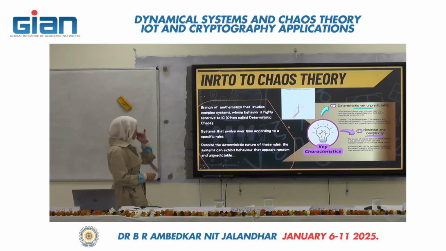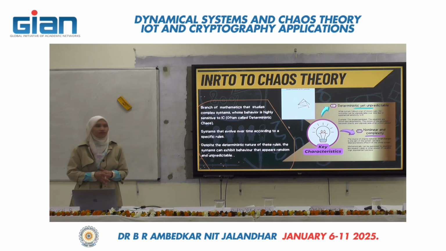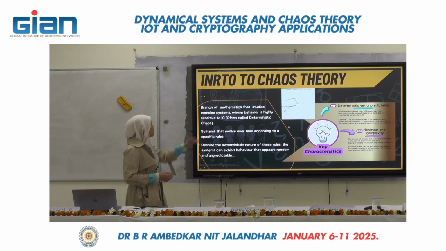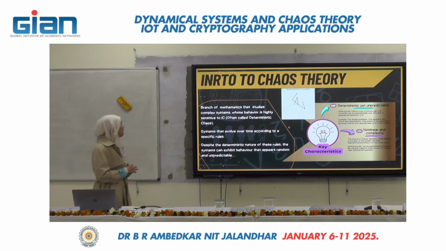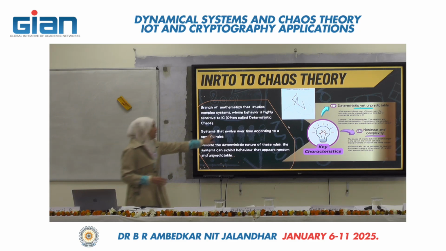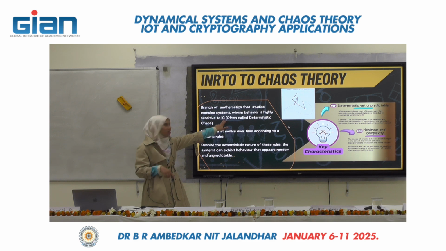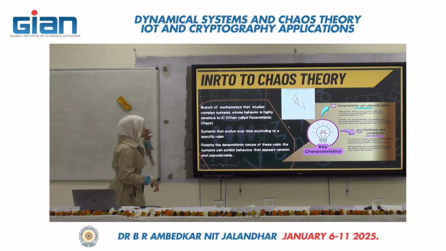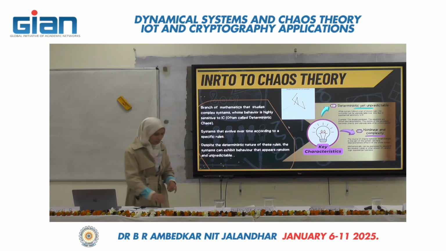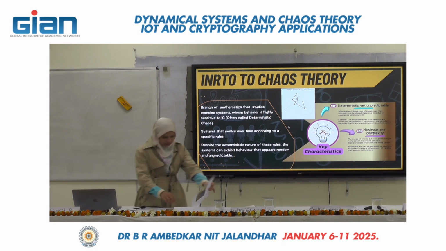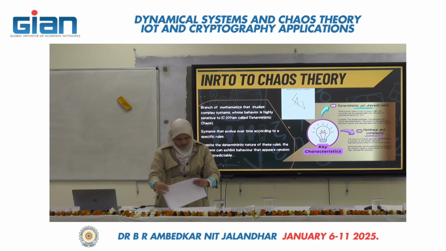Okay. So to define, chaos theory is a branch of mathematics that studies complex systems, whereby the behavior is highly sensitive to initial conditions. I'll make it short as initial condition. So this is what we call deterministic chaos.